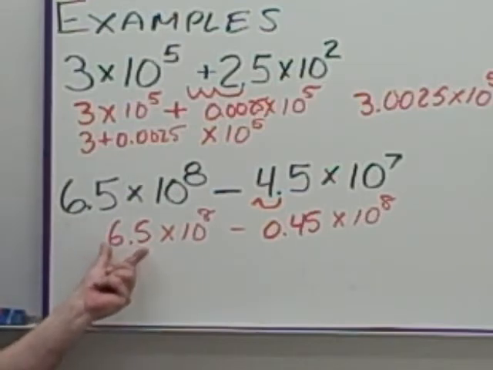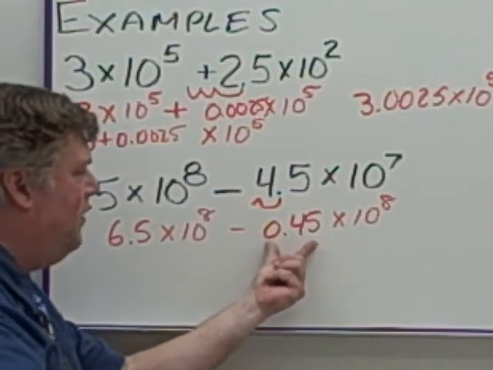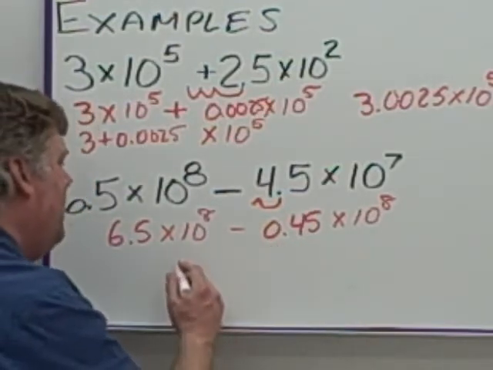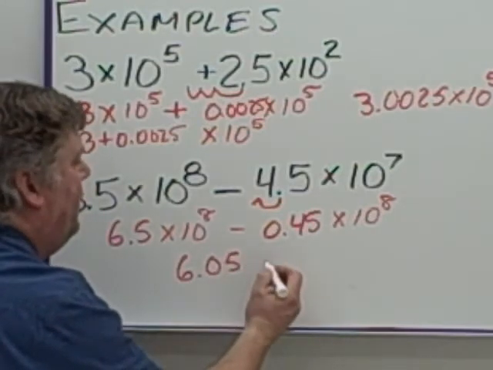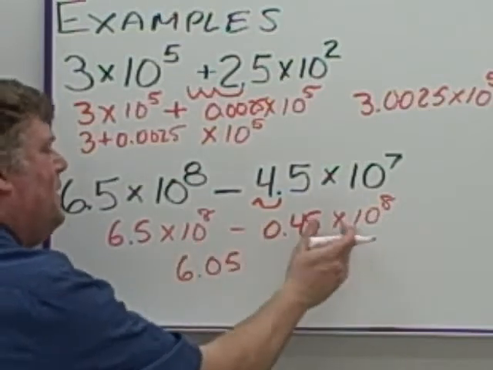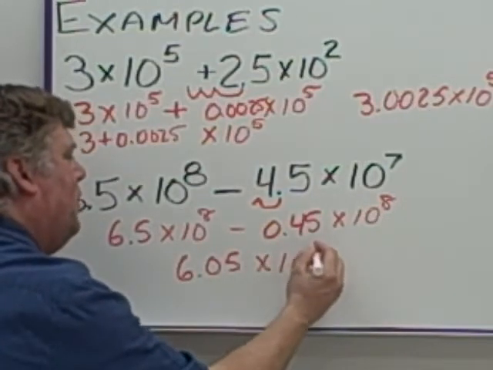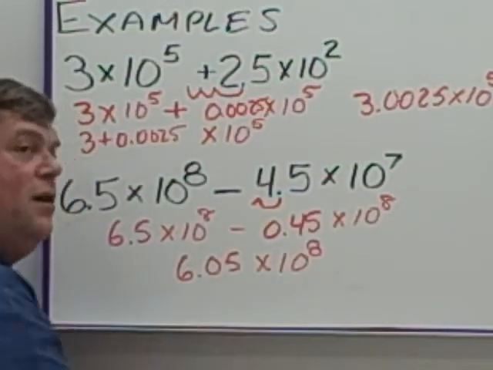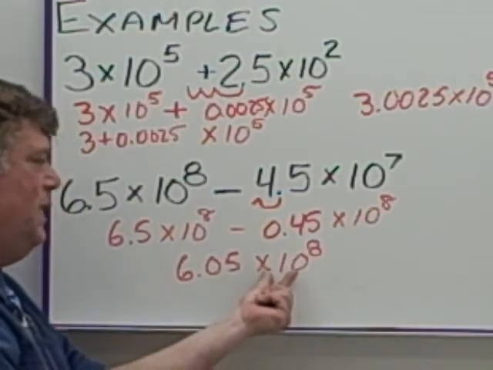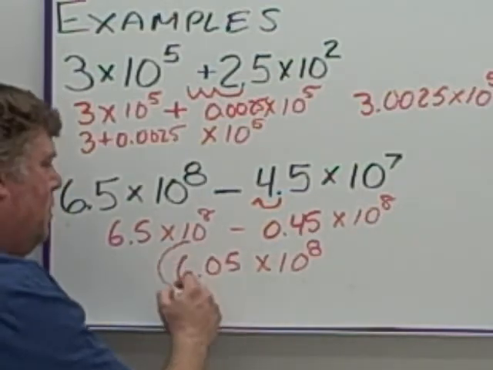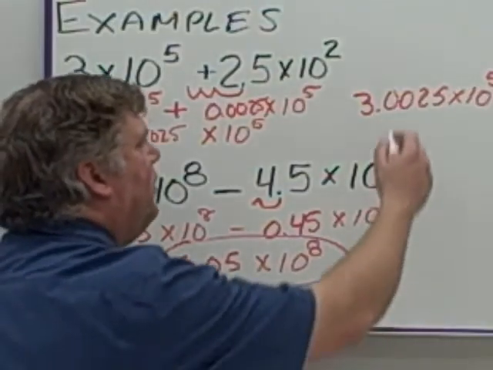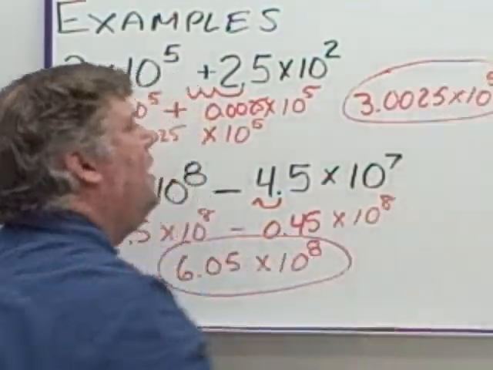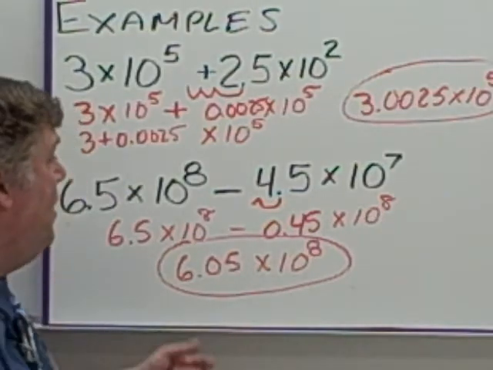When we go to subtract those, 6.5 minus 0.45 is going to give me 6.05. And we're going to have that times 10 to the 8th for our answer. The common exponent stays there at the end. That's our answer on that one. I do not need to adjust the answer. This one, I didn't need to adjust it. It's nice that it worked out that way.